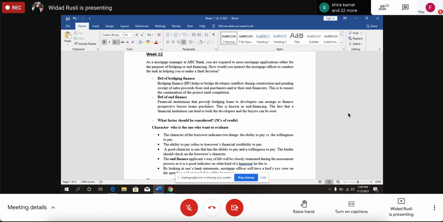The question asks you, how would you instruct the mortgage officer to conduct the task in helping you to make a final decision? So what basically, in one word, you want to answer this question? What is that? What word? Just give me one word.